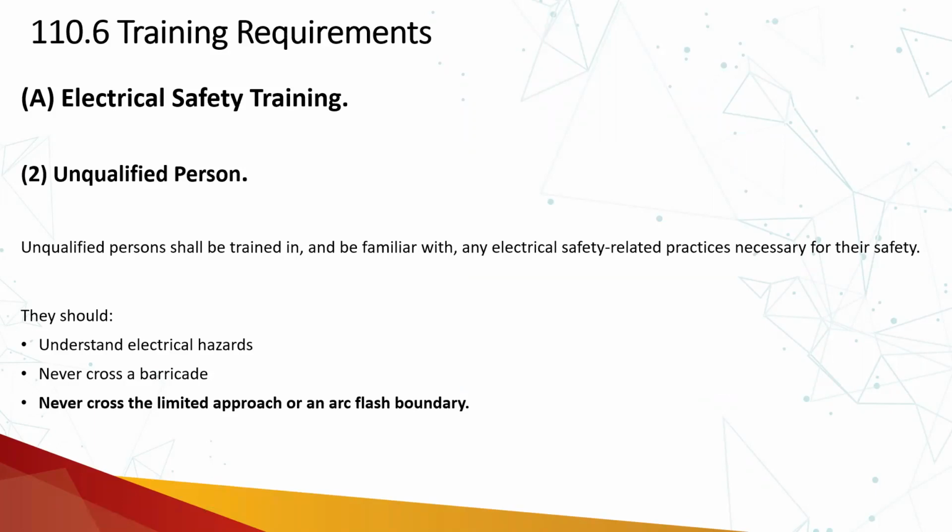The training for unqualified persons is related to such that they do not jeopardize themselves. They don't put themselves in some dangerous position. They know about the sign. They know about the electrical hazard. They know their limitation, that they are not allowed to cross the barricades. They are not allowed to cross the limited approach boundary and arc flash boundary.